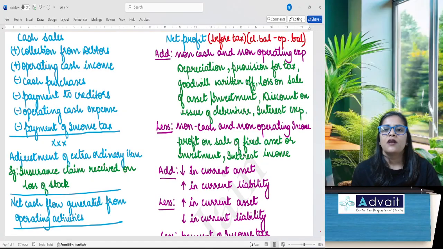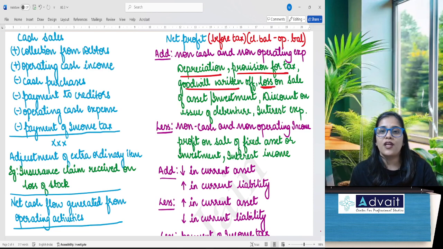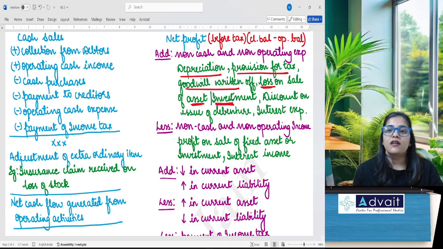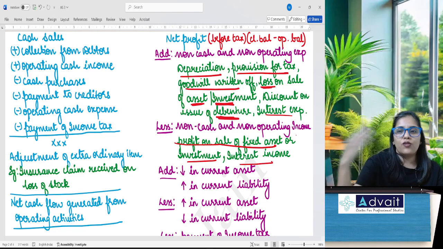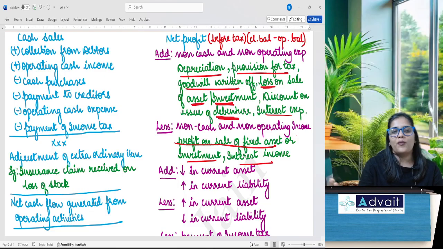Non-cash items, like depreciation, provision for tax, goodwill written off, loss on sale of asset and investment. We should go to investing activities. Discount on issue of debenture, financing activity. Interest expense, financing activity. Profit on sale of fixed asset or investment, any interest income. So these are all your investing activities. So these should go to those respective sections, any non-cash and non-operating items we should adjust back.